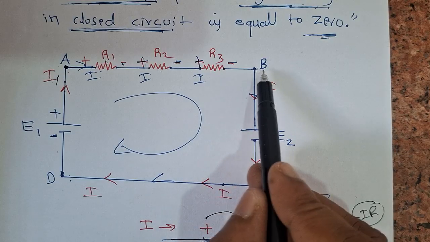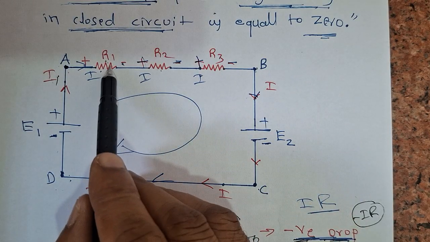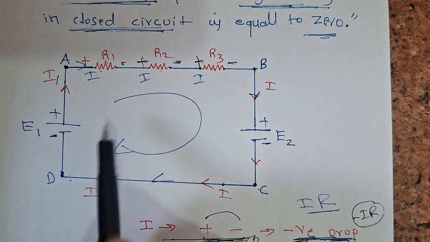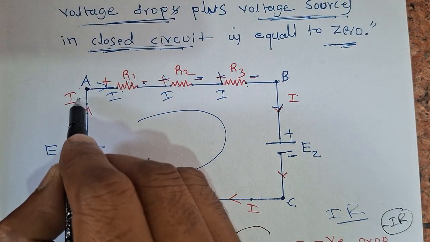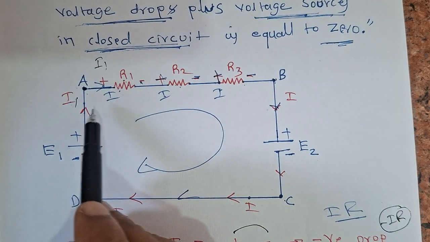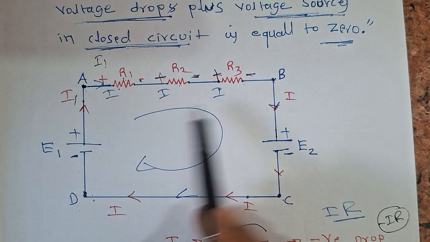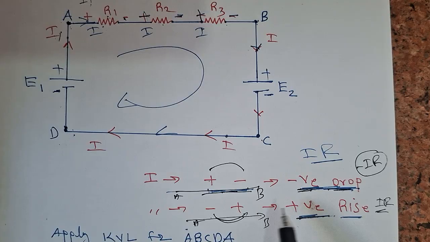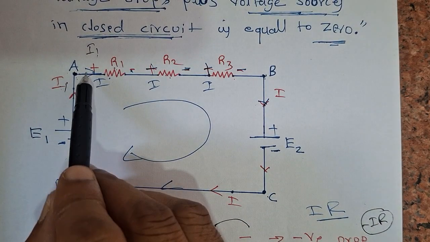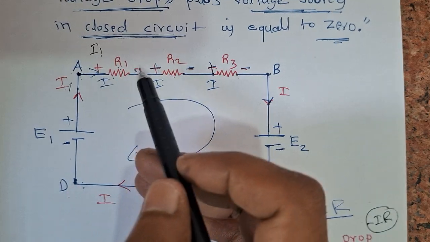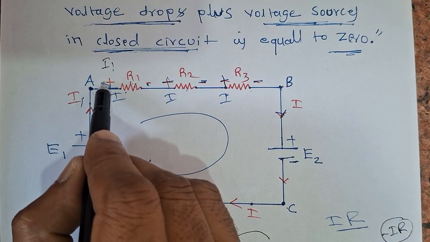So A to B, what are the elements connected? R1, R2, R3. So how to take the sign? This battery is giving I1 current. So I1 is moving from A to B. As I said, you have to apply this condition here. So minus I1 into R1. I1 into R1, nothing but we are moving from A to B.